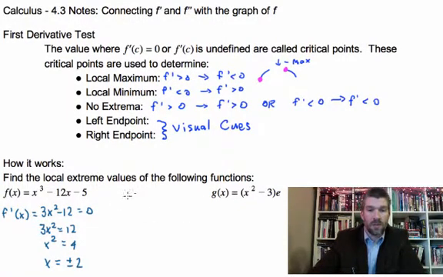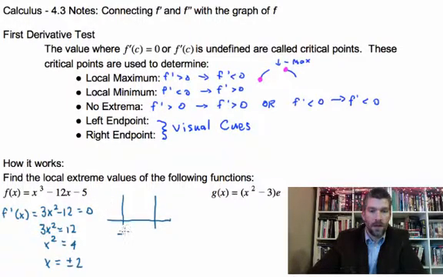So how can I sort this out? Well, let's create a little sign chart here. We're going to look just at the derivative, and sign charts are really fun. Let's see here, will that factor at all? I don't know if that'll factor.